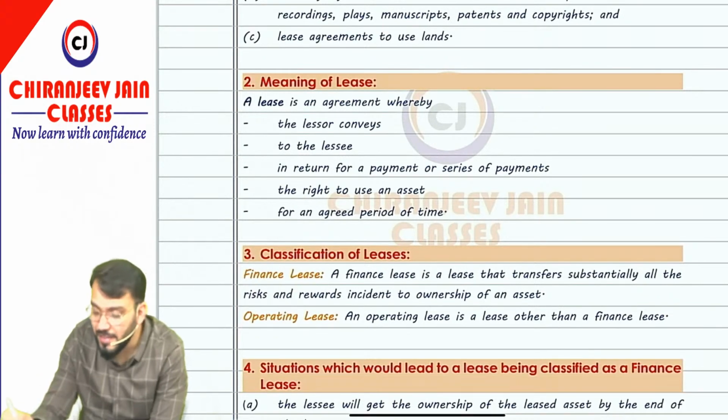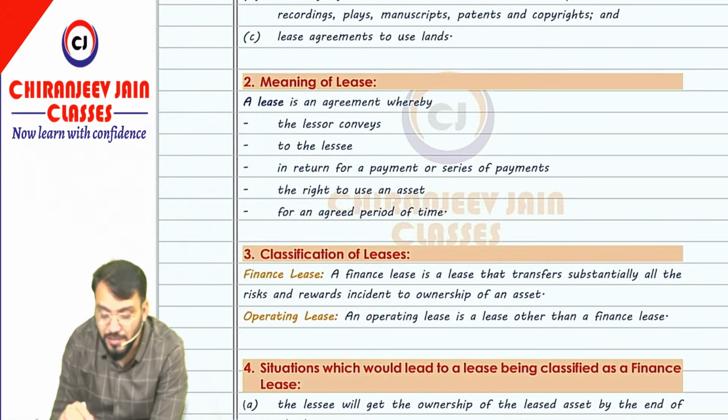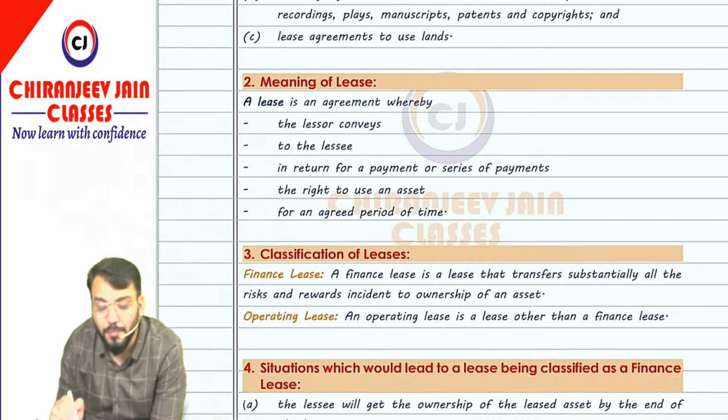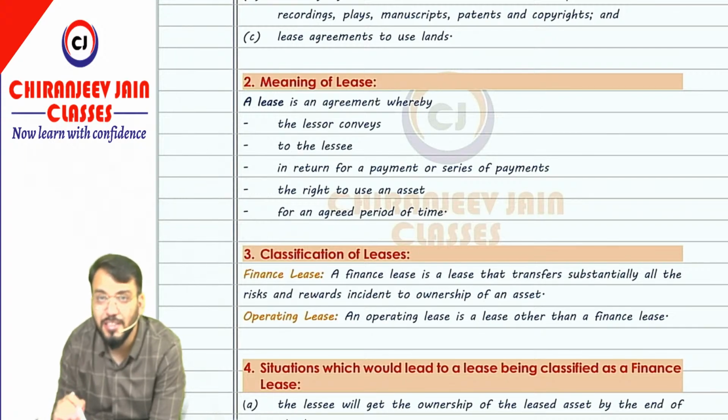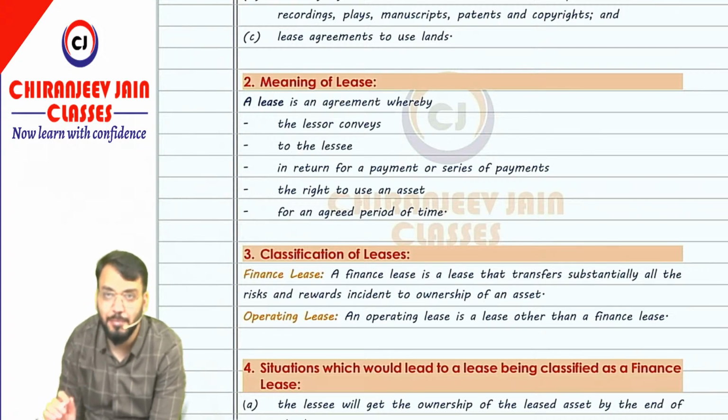So what do you mean by lease? Lease is an agreement whereby the lessor, the supplier of the asset, the person who supplies the asset, conveys to the lessee the right to use an asset for an agreed period of time in return for a payment or series of payments. Understood? So in this agreement, the lessor conveys to the lessee the right to use an asset for a specified period of time in return for a payment or a series of payments. This agreement is known as a lease agreement.